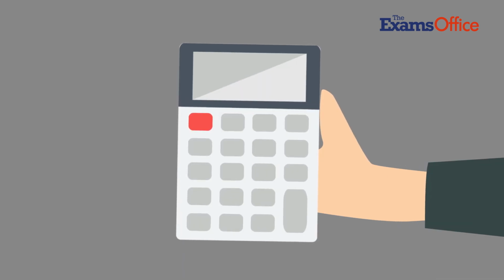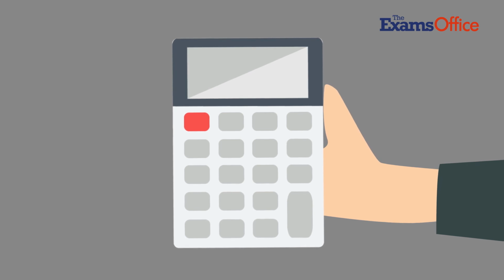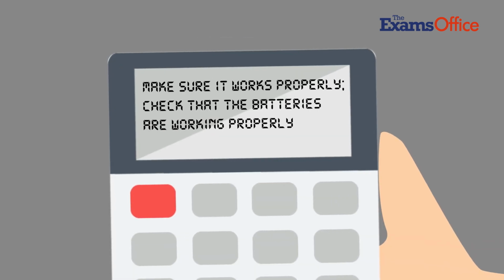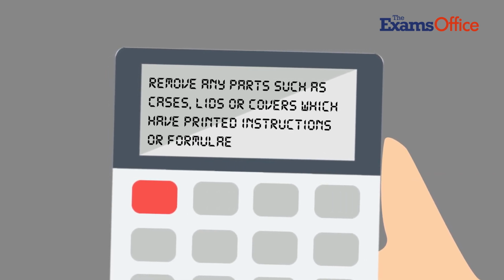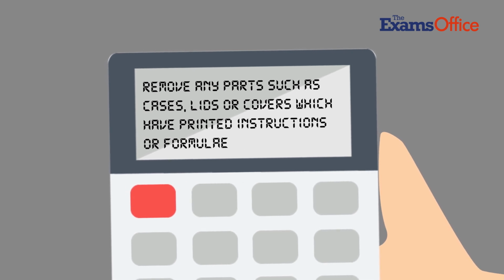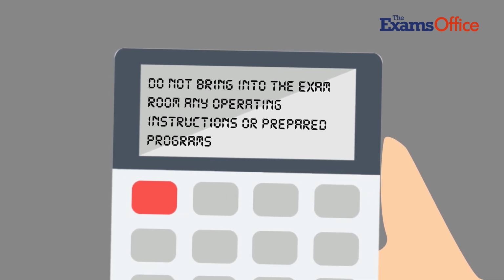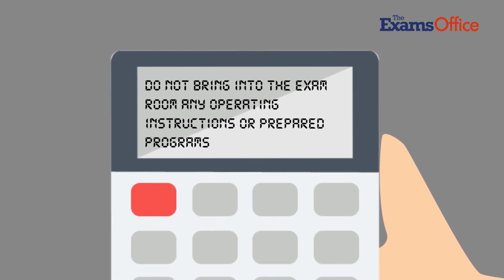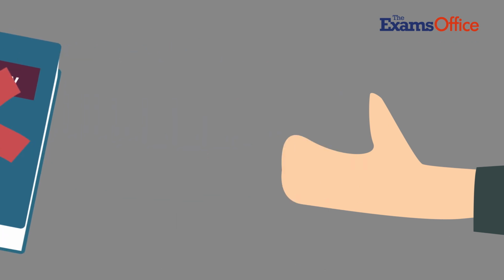You may use a calculator unless you are told otherwise. If you use a calculator, make sure it works properly. Check that the batteries are working properly. Clear anything stored in it. Remove any parts such as cases, lids or covers which have printed instructions or formulas. Do not bring into the exam room any operating instructions or prepared programs. Do not use a dictionary or computer spell checker unless you are told otherwise.